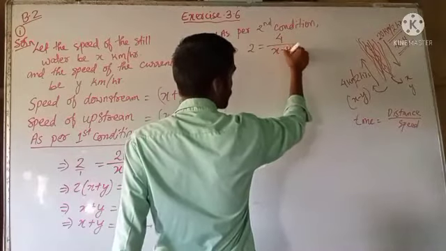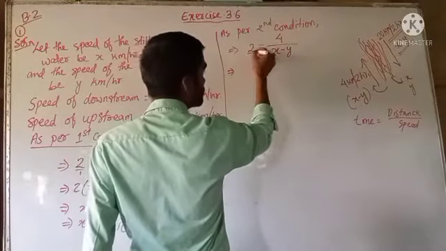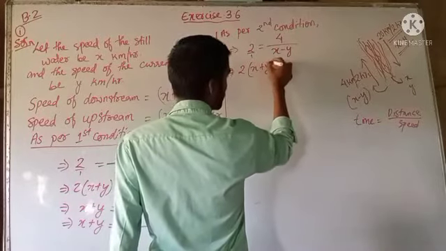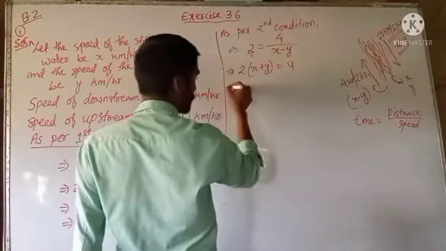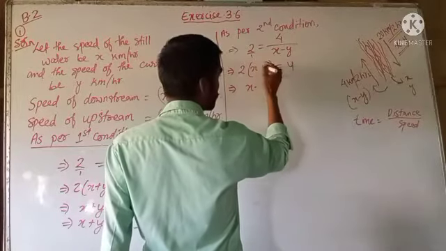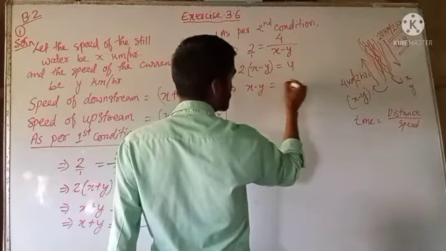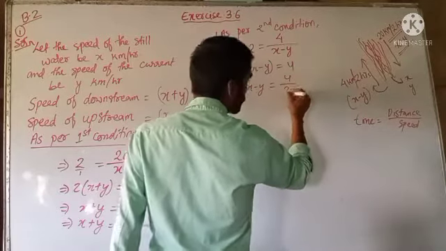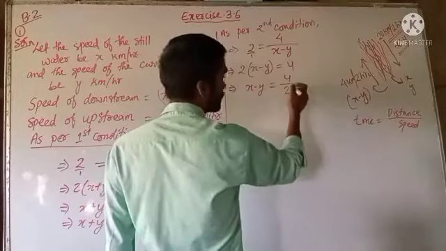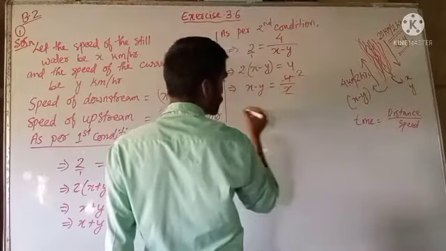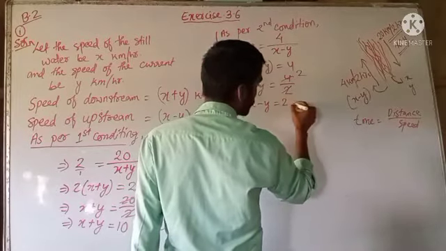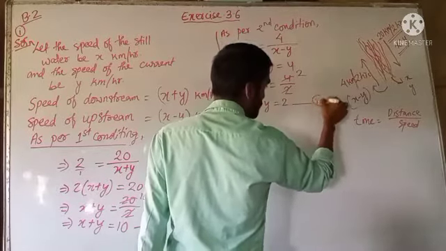So x minus y. Now again the same thing, we will cross multiply it. So 2 into x minus y is equal to 4 into 1, 4. Then x minus y is equal to 4 by 2. 2 is multiplied here, and when we transfer it to the other side, it changes into divide. So now we can cancel it, 2 times 2 is 4. So x minus y is equal to 2. This is our second condition.